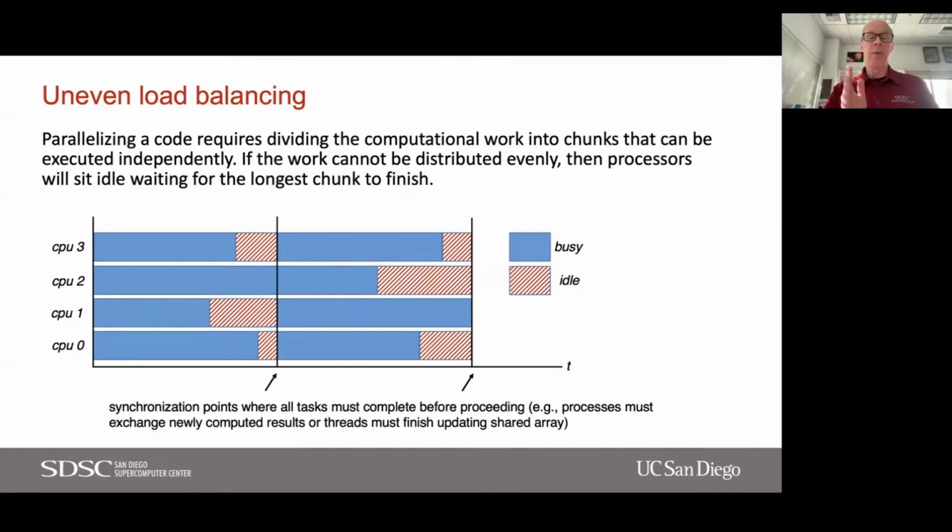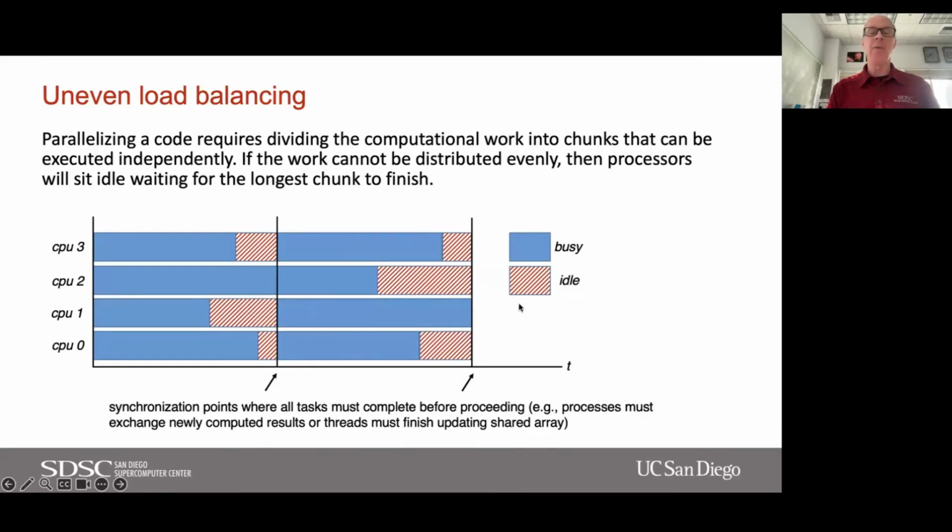The vertical bars are synchronization points where all of the tasks or the threads have to complete before proceeding. So for example, maybe the processes need to exchange newly computed results, or threads need to finish updating a shared array. What's going to happen is CPU 1 is going to finish first, and then it's going to sit idle, followed by CPU 3 and CPU 0. They're not going to be doing any useful work while they're waiting for CPU 2 to finish.